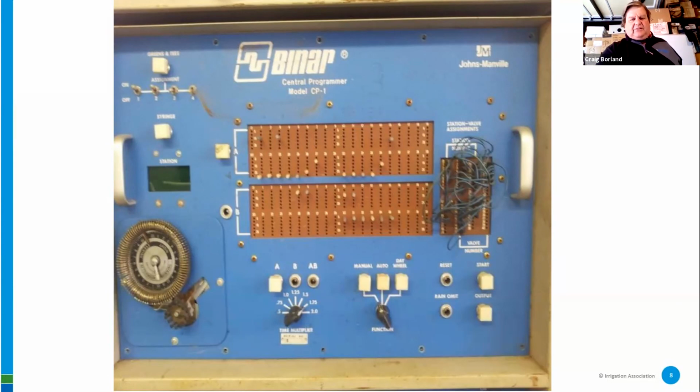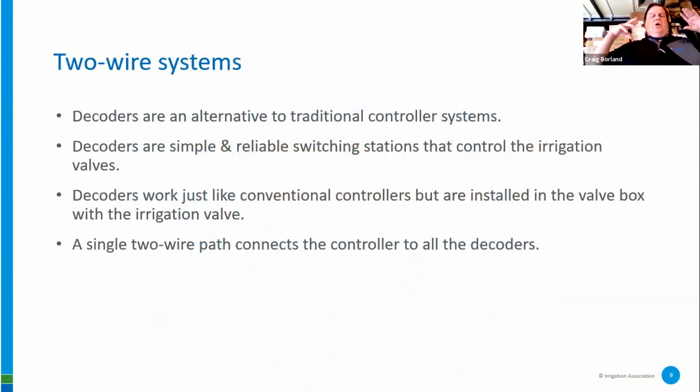Not simple, but yet simple. So back to what we're talking about, decoders. They are an alternative to traditional control systems. They work much like an irrigation controller in that they turn things on, they turn them on for a length of time, they turn them on certain days of the week, and that's what a simple control does.